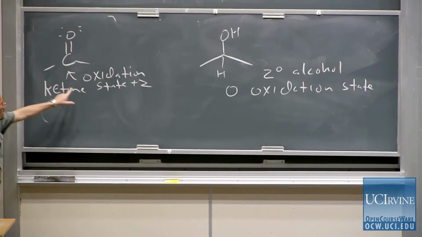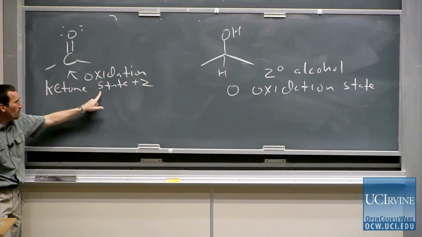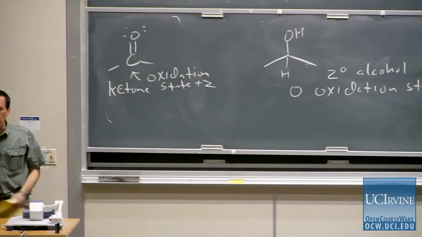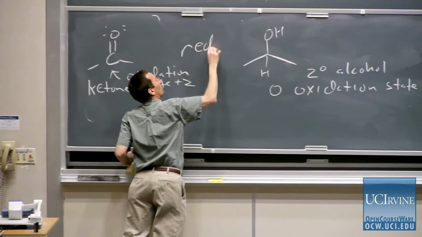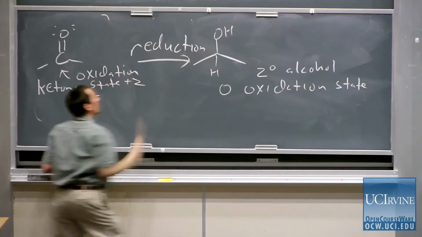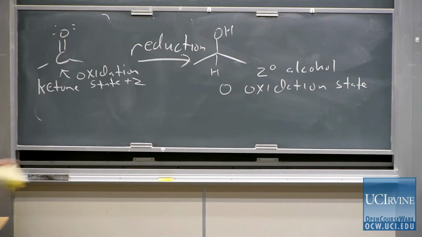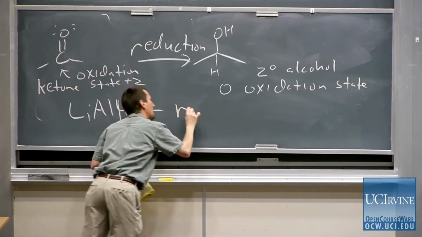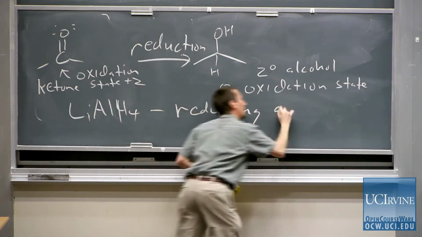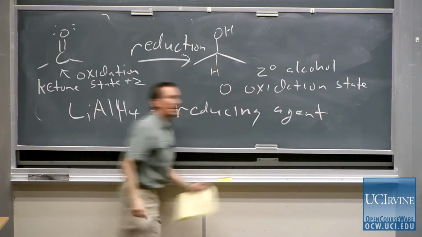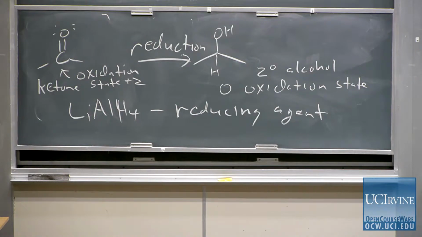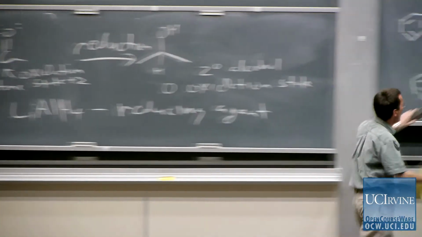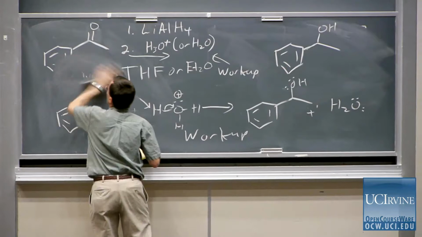So if you notice, by going from an oxidation state of +2 to an oxidation state of 0, we have undergone a reduction reaction. And the chemical that's done it, our lithium aluminum hydride, is a reducing agent. It's the chemical or the reagent that carries out the reduction reaction. And there are many different reducing agents. I drew another one. I drew sodium borohydride, and let's talk about that, and I'll give you an example.